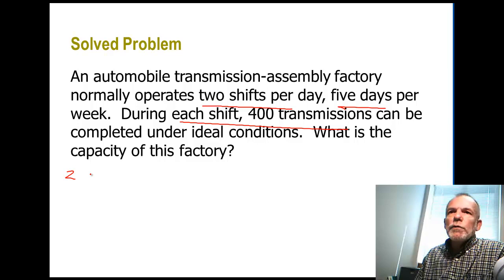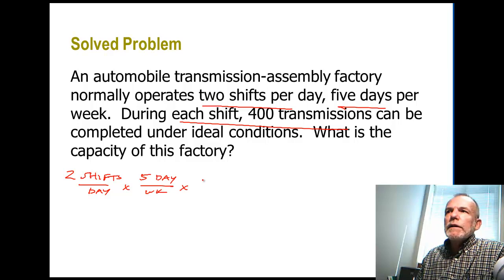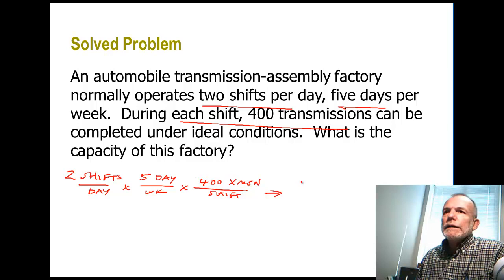Okay, so if we have 2 shifts in a day, and we have 5 days in a week, and if we have 400 transmissions per shift, okay, then the quantity is 2 times 5 times 400, 10 times 400, so 4,000.